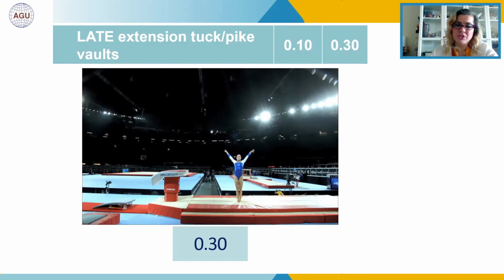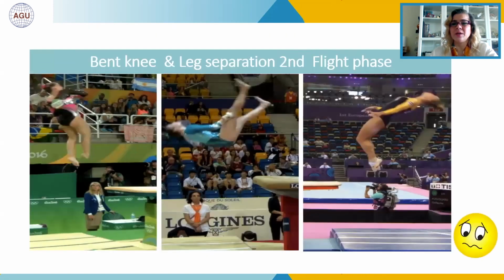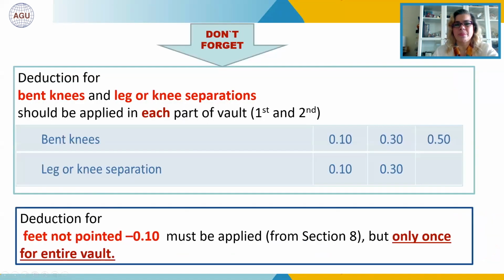And after the body positions, we can talk about the bent legs and legs separation in the second flight phase. So as you can see in the different pictures here, the leg separation can be lateral or one front, one back, and also the bent legs. The maximum deduction for bent knees is 0.5, so it can be 0.1, 0.3, or 0.5, and for legs or knee separation, maximum 0.3, so it can be 0.1 or 0.3.